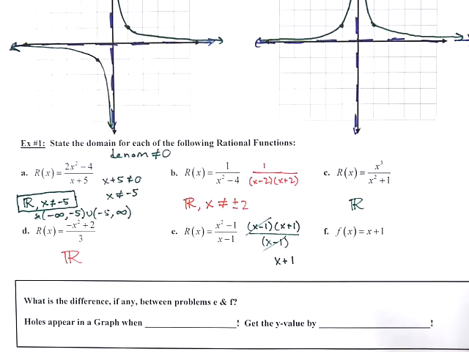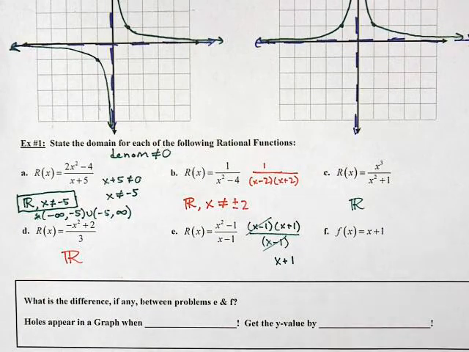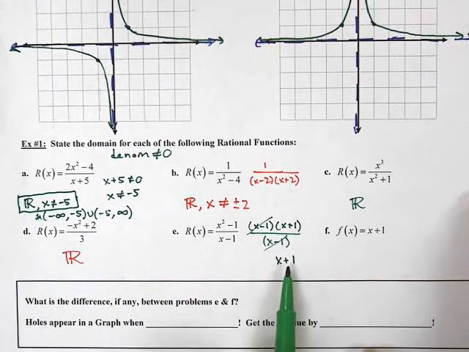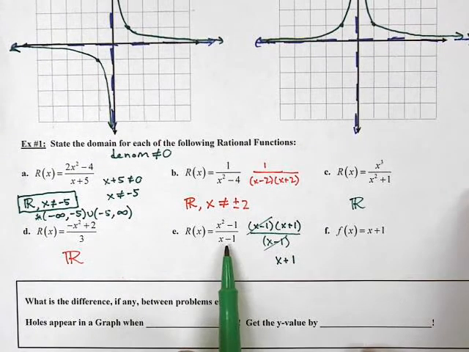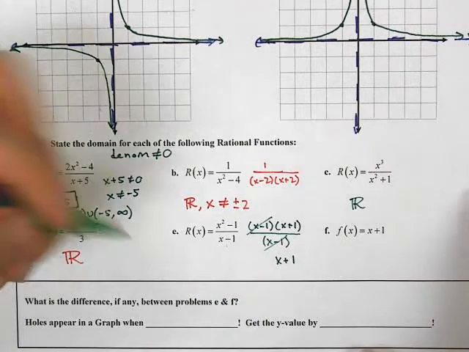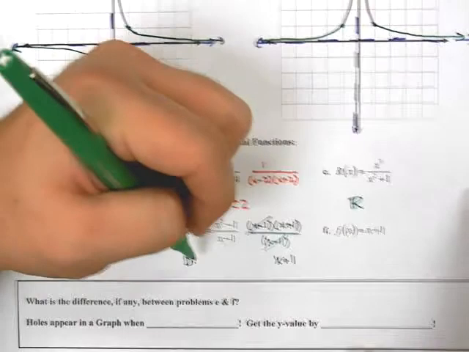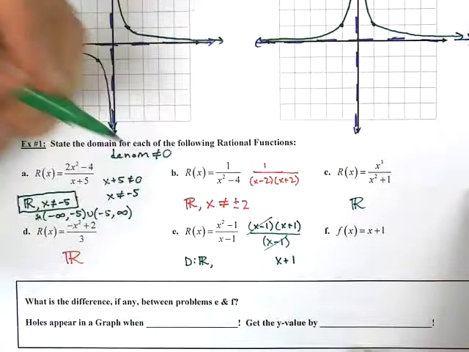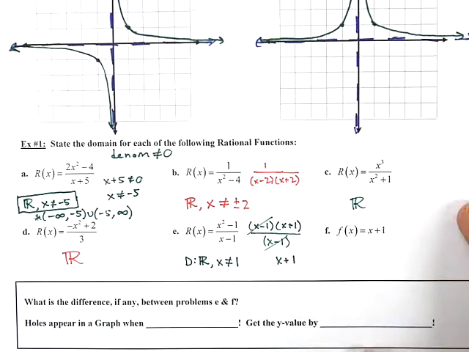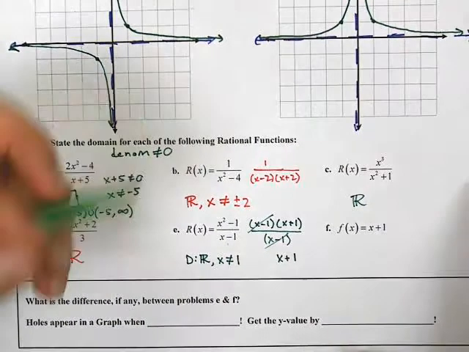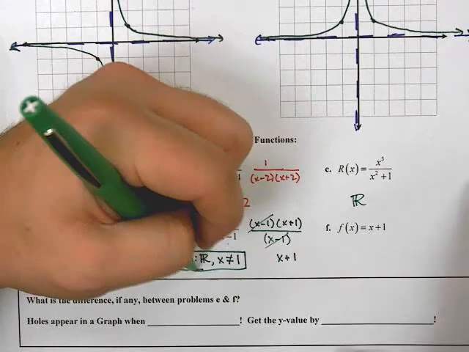Here's the problem though, and if you remember back from our work with domain back in chapter 2, any restrictions occur anywhere in the problem. So even though I don't see a restriction at the end, I have a restriction at the beginning. You have to look for restrictions throughout. So this, I would say, is all real numbers, but x cannot equal 1. Let's box that one.